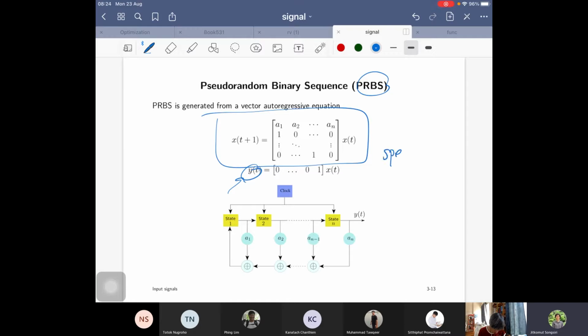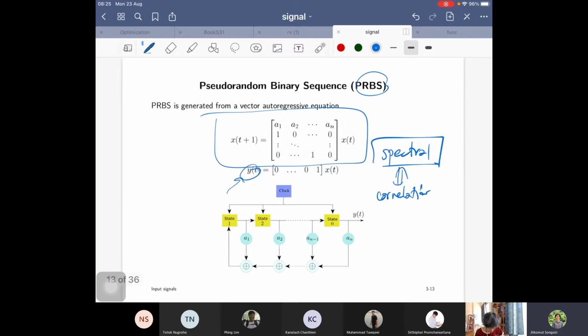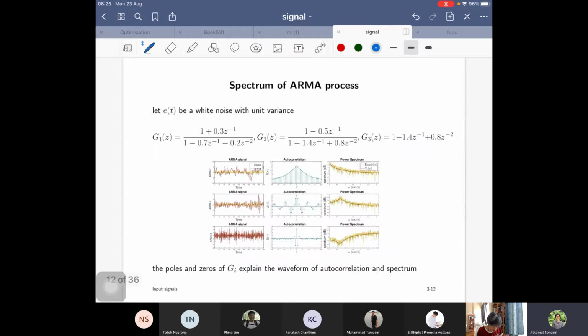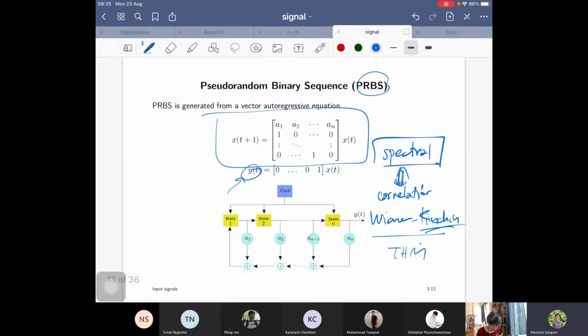The spectral property of a signal is also related to correlation. This is one of the topics I asked you to review: review of stochastic processes and the Wiener-Khinchin theorem. I hope you watched the video and read the book, according to this theorem. That's why in all the previous lectures we looked at the spectrum and the autocorrelation, and we're going to do the same for PRBS.